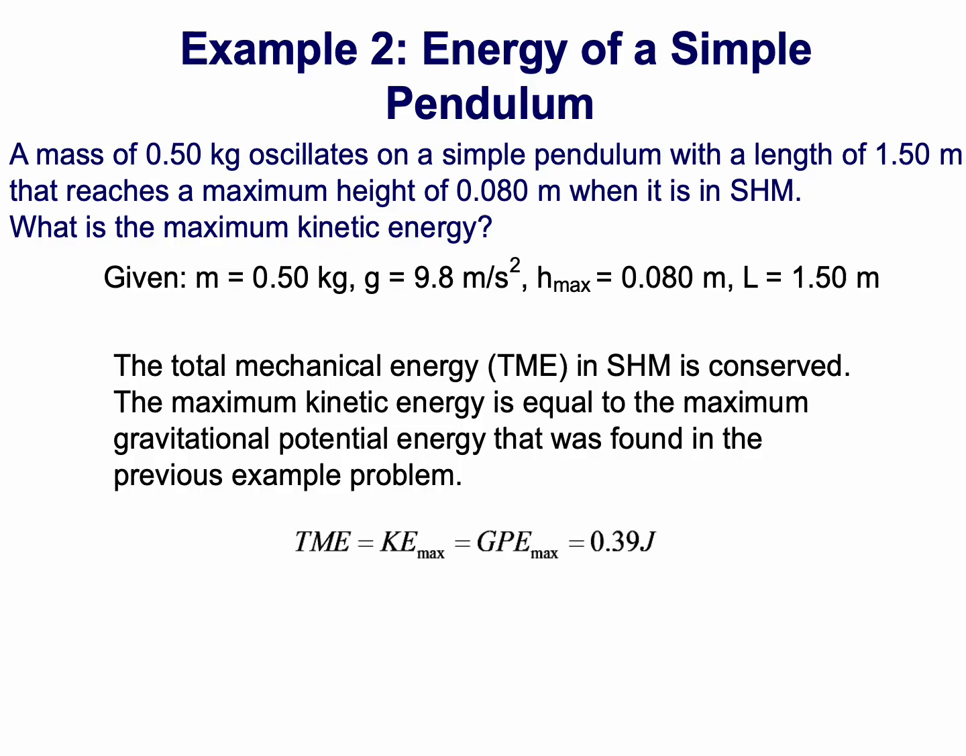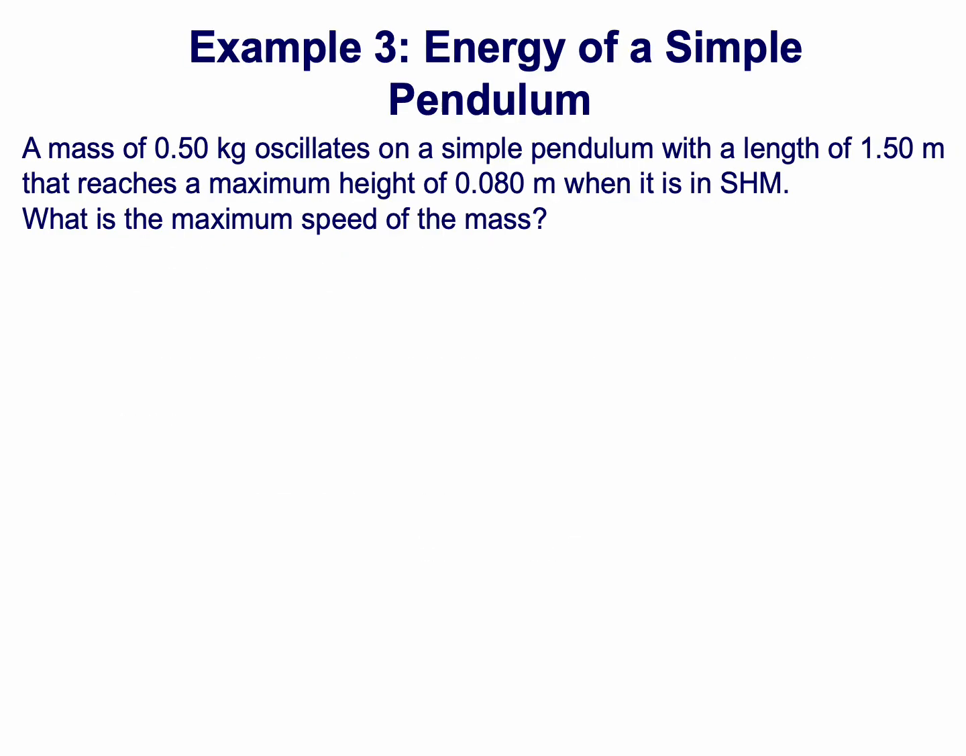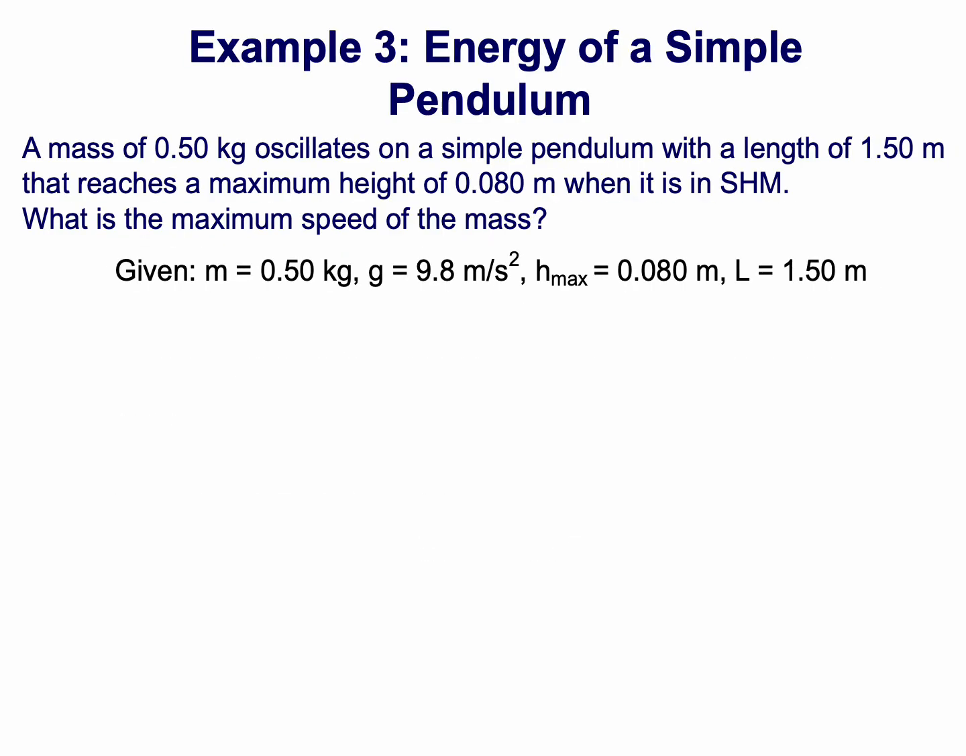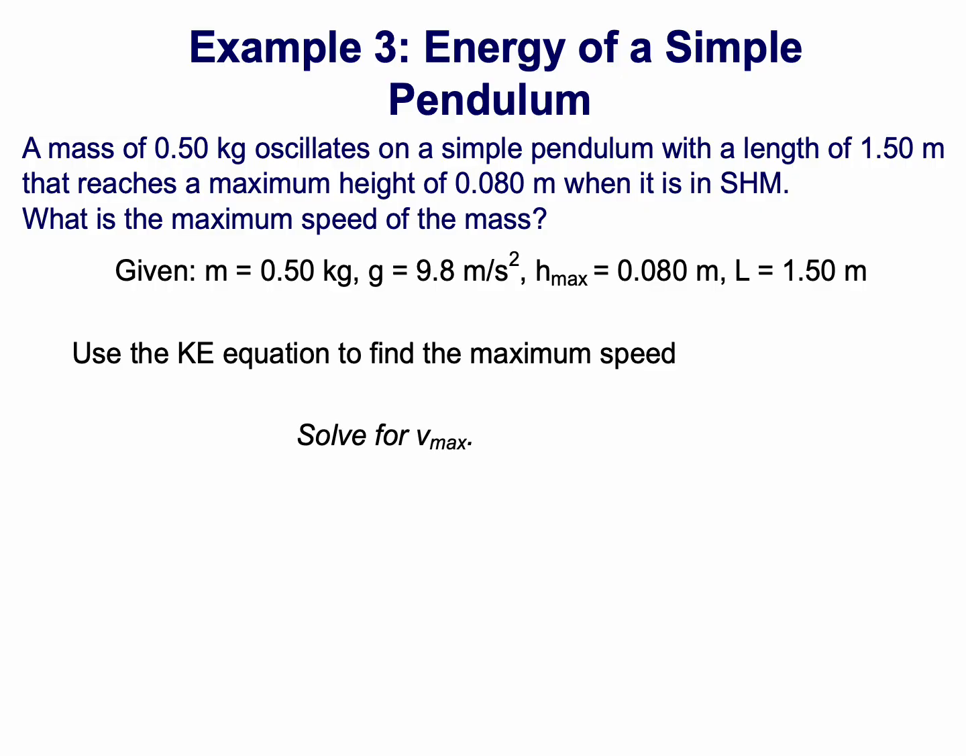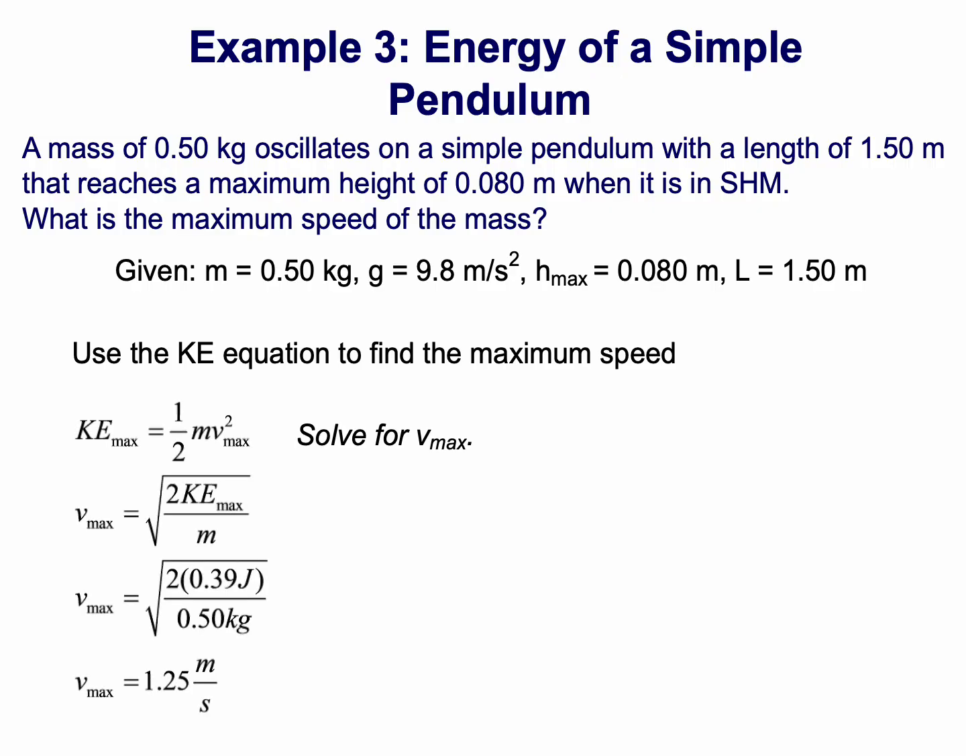So let's see how fast one of these is moving. So same question, same given information, and we just now want to figure out how fast it's going. Well, we're going to use the kinetic energy equation to solve for the maximum speed, that 1/2 mv squared. So we're going to solve for v max. And here's my given information. We solved for v, and then that 0.39, we stole that from the previous slide. So this is basically parts A, B, C of questions that you'll encounter. So that's pretty much it.